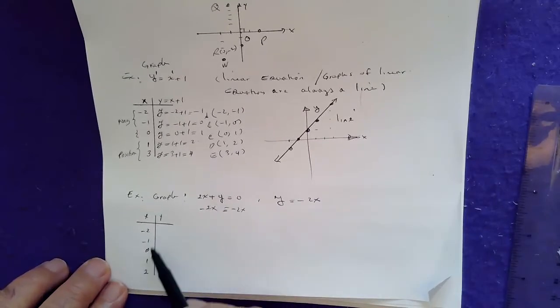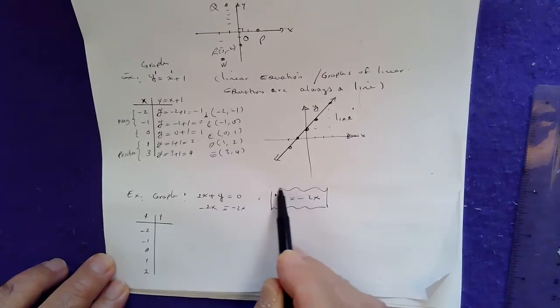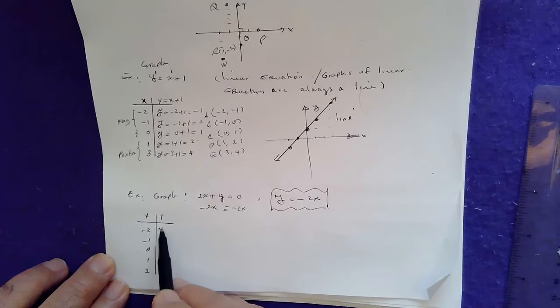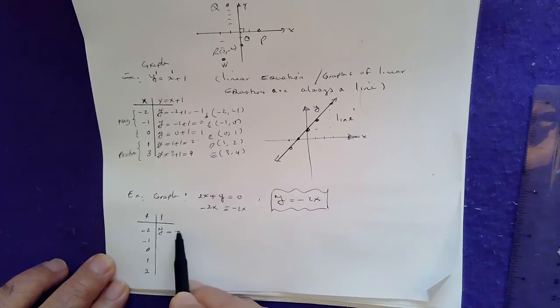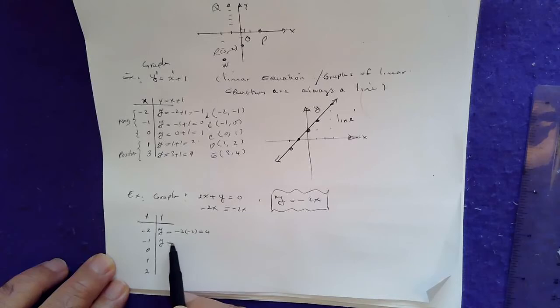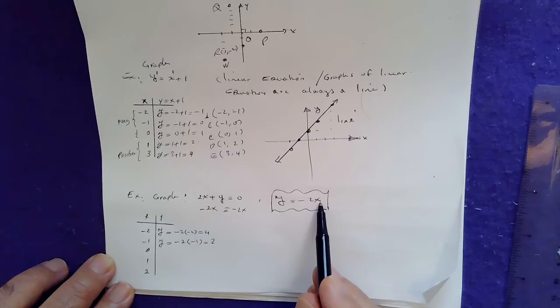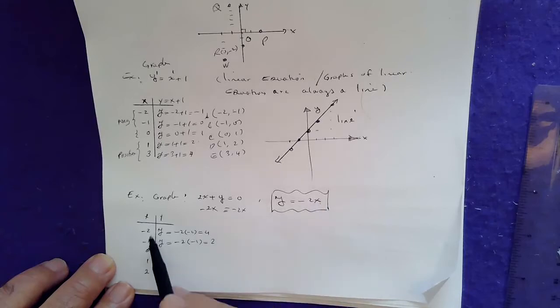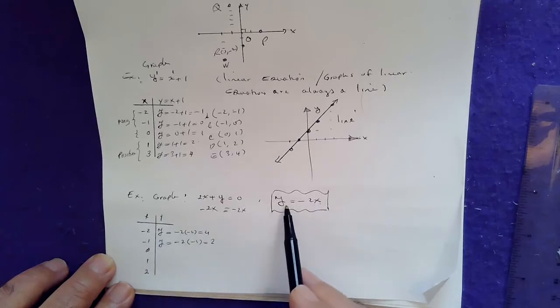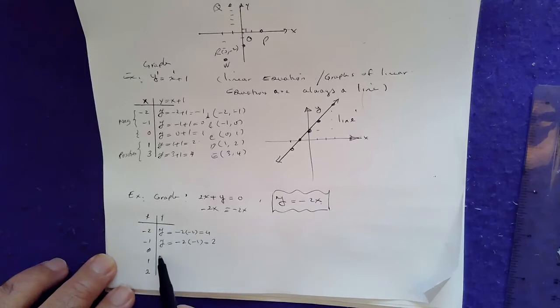Once again, I use my usual values of x. Now I'm going to find the corresponding values of y from the equation. In this case, y equals negative 2 times negative 2, which is 4. That would be negative 2 times negative 1, which is 2. Remember, I'm replacing the x values in the box with these numbers, which I came up with, to find the corresponding values of y for each of the x's.